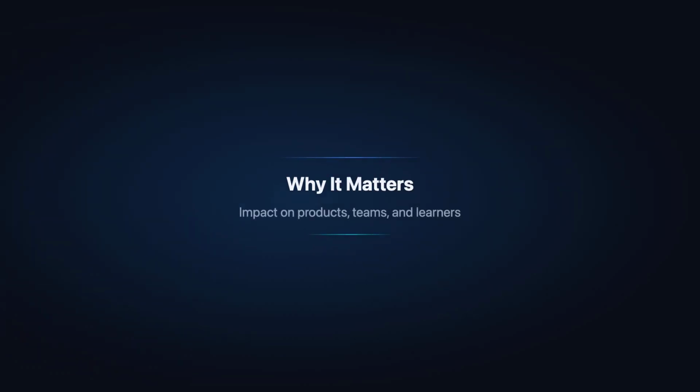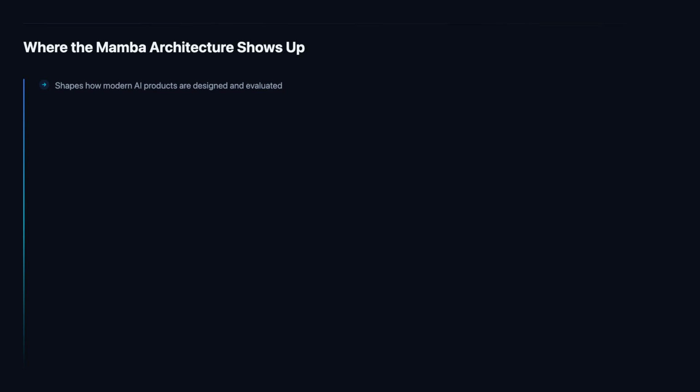Now let's look at why the Mamba architecture matters in practice. Here's where the Mamba architecture shows up in real products, teams, and everyday conversations. The Mamba architecture shapes how modern AI products are designed, measured, and improved over time. It's part of the decision set for every serious AI team. You'll see it in job interviews, architecture discussions, and product reviews. Being fluent in it is part of the basic vocabulary now.